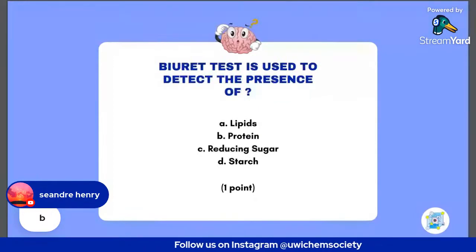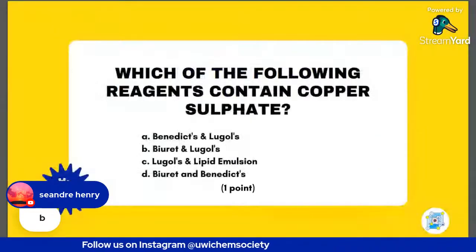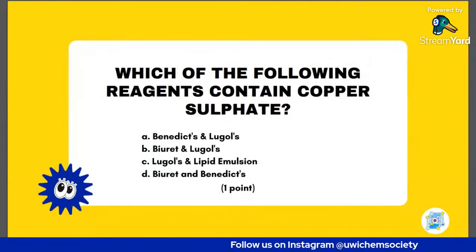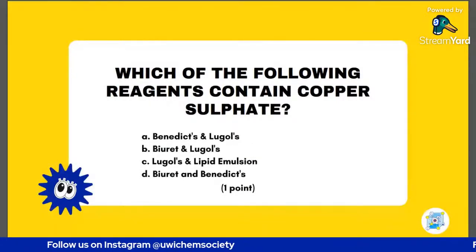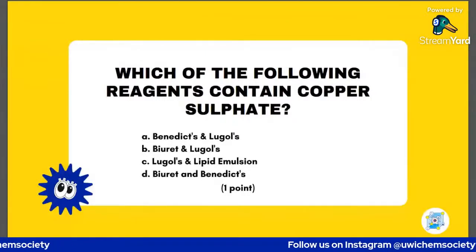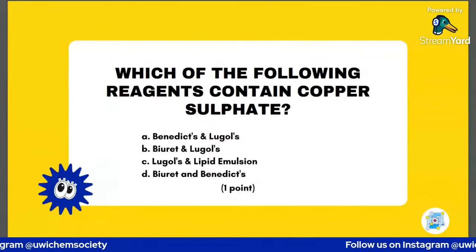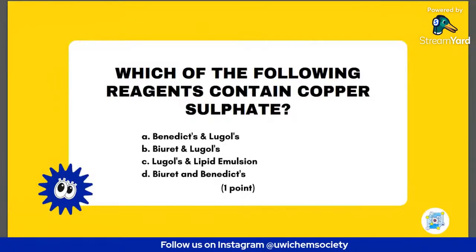So our next question. The next question is, which of the following reagents contains copper sulfate? Is it A, Benedict and Lugol's? Is it Buret and Lugol's? Is it Lugol's and lipid emulsion? Or is it Buret and Benedict? Which pair of solutions contains copper sulfate?